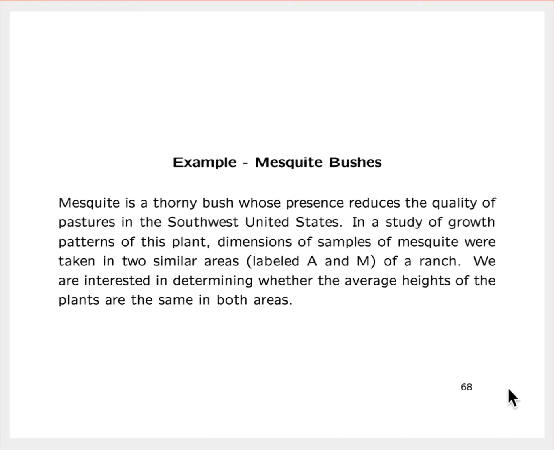So let's look at an example. Mesquite is a thorny bush whose presence reduces the quality of pastures in the southwest United States. In a study of growth patterns of this plant, dimensions of samples of mesquite were taken in two similar areas, labeled A and M, of a ranch. We are interested in determining whether the average heights of the plants are the same in both areas.